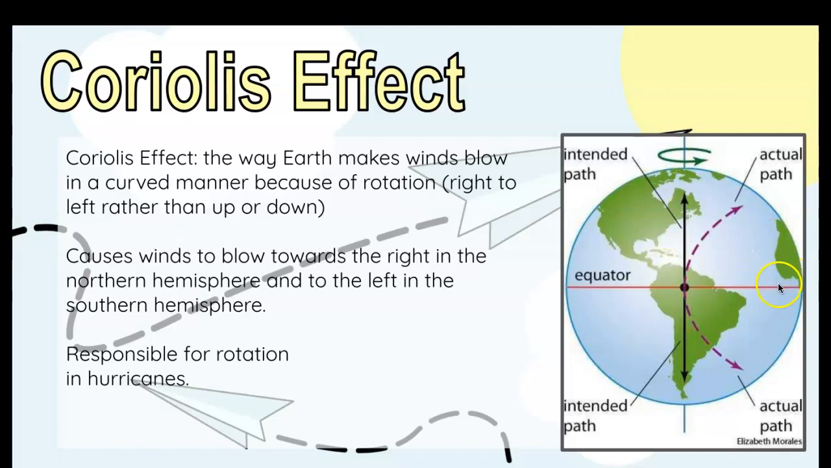Now, something really cool is in the northern hemisphere, up here where we live, our winds, because of the Coriolis effect, end up curving or deflecting to the right. So they kind of curve to the right when they blow. In the southern hemisphere, they curve to the left first and then go right. So for us in the northern hemisphere, it goes right to left. In the southern hemisphere, it goes left first, then right. Okay? And the Coriolis effect is also responsible for that rotation of your hurricanes. So it rotates the hurricanes around. Same concept, okay?